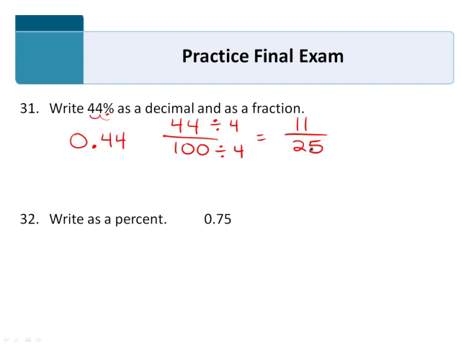Number 32 says write 0.75 as a percent. So remember your shortcut to help you here. You have 2 places. If we start with a decimal, we're doing the bottom arrow. We're going to the right 2 places, and it would be 75%.